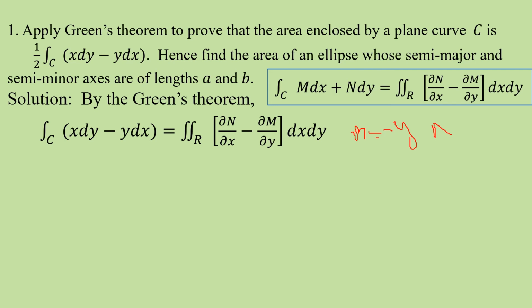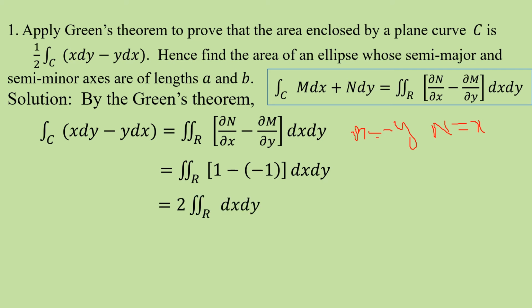So ∂N/∂x, partially differentiating N with respect to x, is 1, minus ∂M/∂y, that is minus 1. So I can substitute here. This line integral can be written using Green's theorem as a double integral over the region R of ∂N/∂x, that is 1, minus ∂M/∂y, that is minus 1, which is nothing but 2. So I have just 2 times the integral of dx dy over the region R.